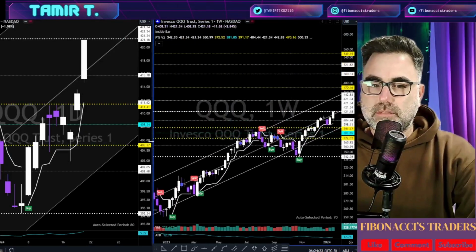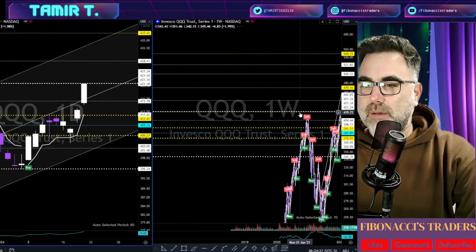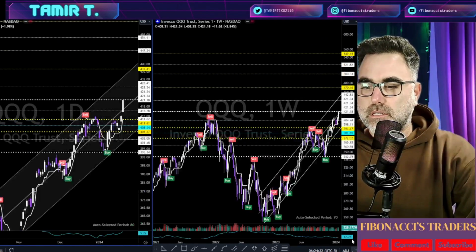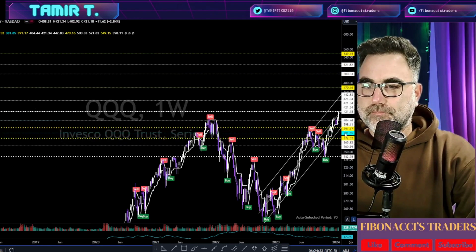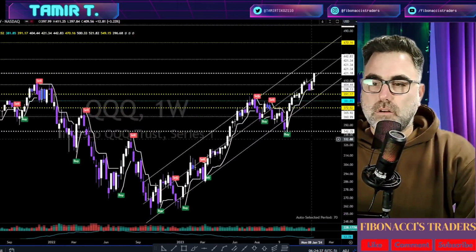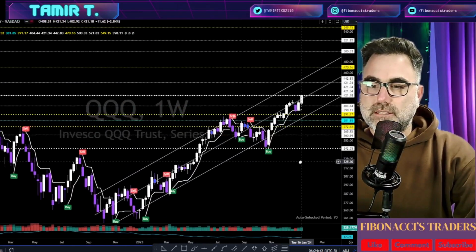QQQ, same thing. Qs, 421 to the upside, new all-time highs on the Qs. Let's go to the weekly. Nobody speaks about the Qs. Qs also all-time highs. Trend lines show us the way.